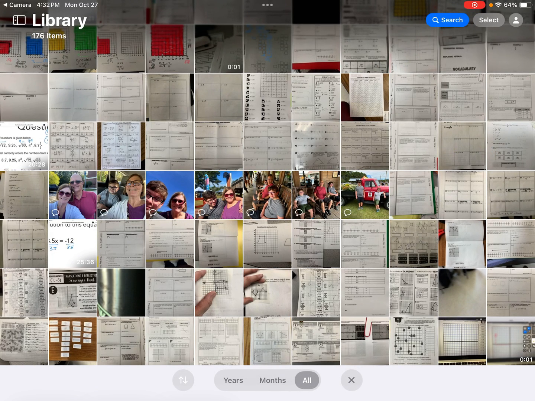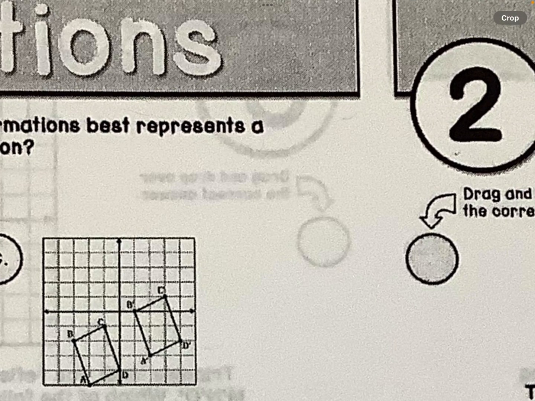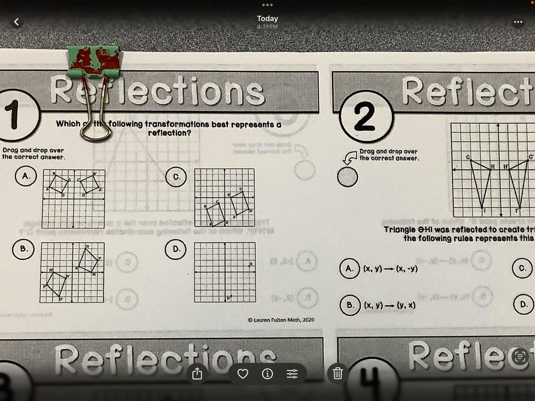Everyone, I'm going to go through the assignment for you today. So what we're going to do is you're going to scan the QR code at the top, and it's going to bring you to these questions about reflections. I'm going to remind you of the rules of reflections before you get too far in.